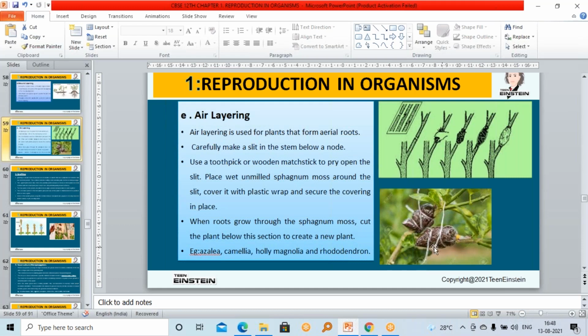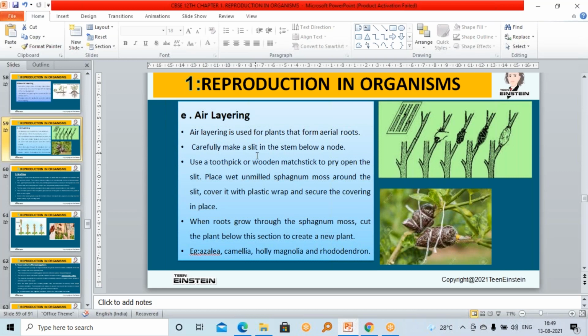Then what we can do, we can cut this. Here root is there, above shoot is there. So we can cut that plant below this section and we can plant it as a new plant. So air layering is used for plants that form aerial shoots. Such kind of plants we can use for air layering.